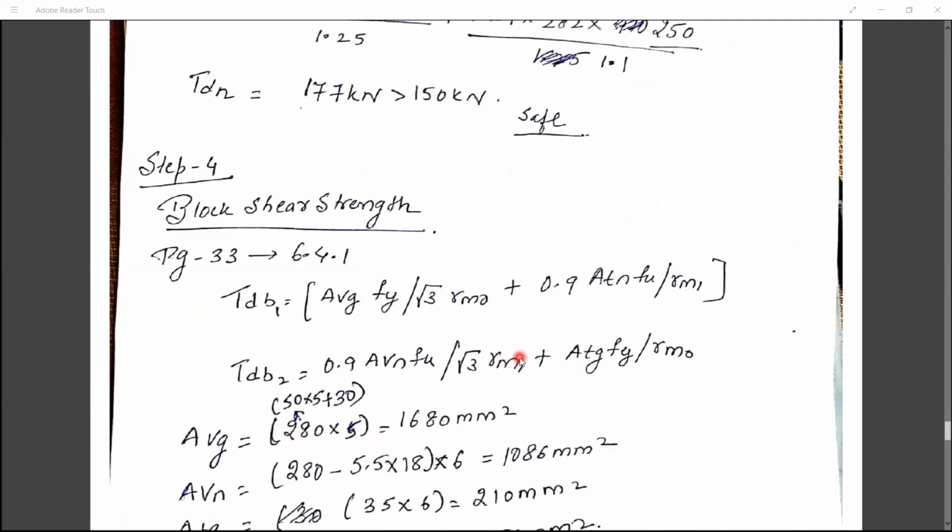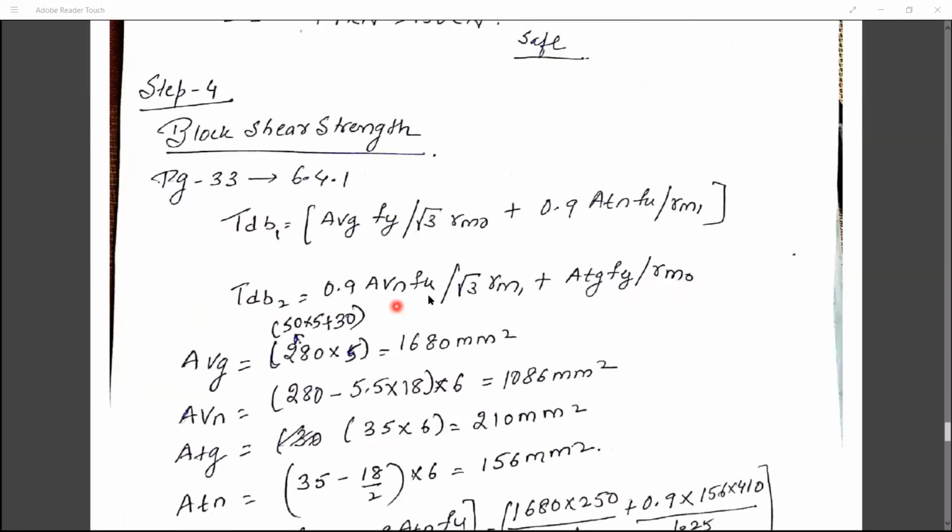Next we need to calculate our block shear strength. If you go to page number 33, you will find these two values. TDB1 is AVG Fy by root 3 gamma m0 plus 0.9 ATN Fu by gamma m1. Then TDB2 is 0.9 AVN Fu by root 3 gamma m1 plus ATG Fy by gamma m0. Both block shear strengths you need to determine. Don't consider only one.